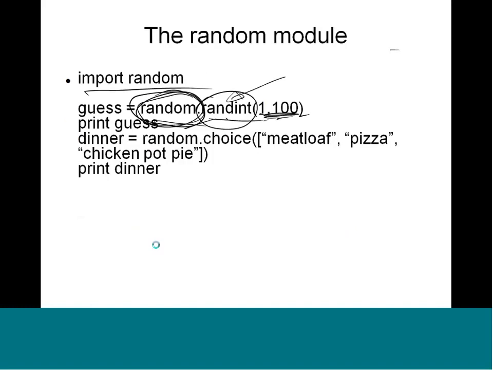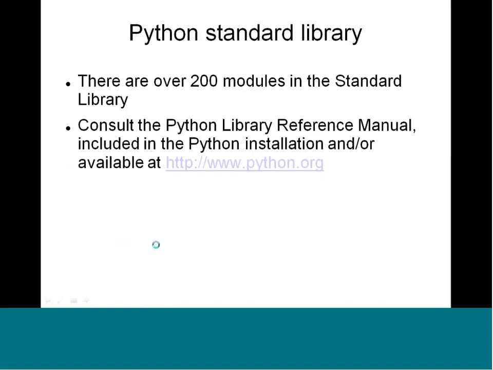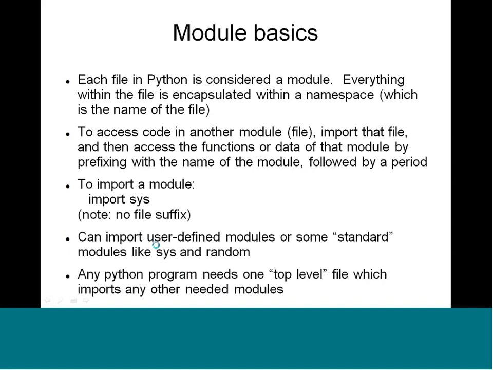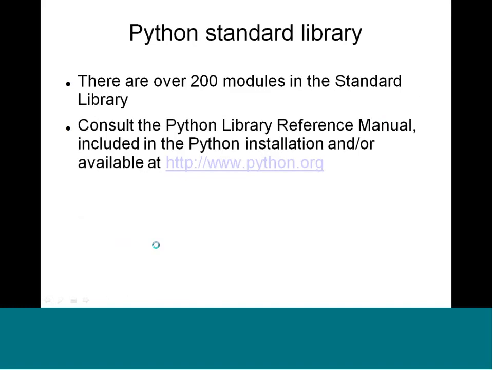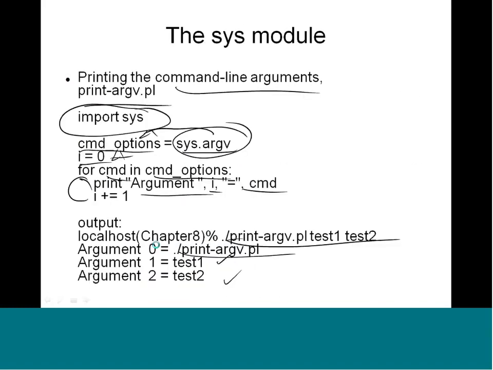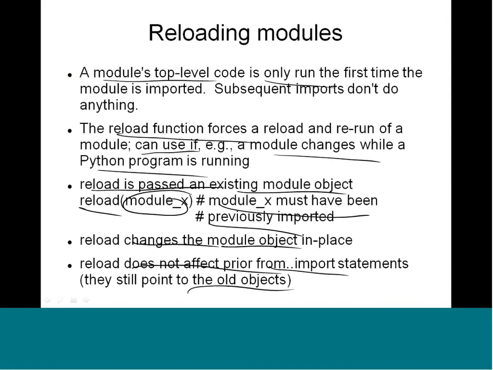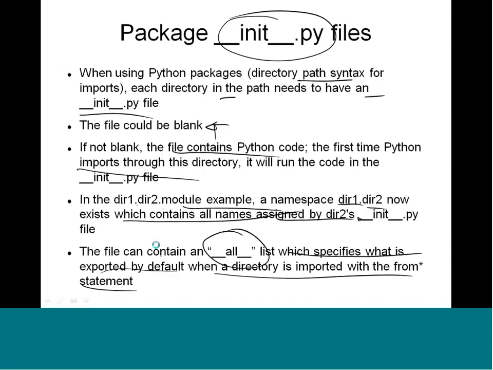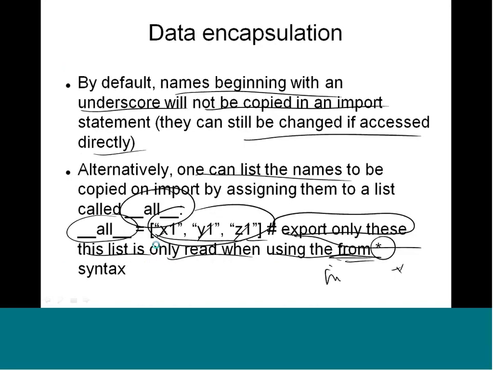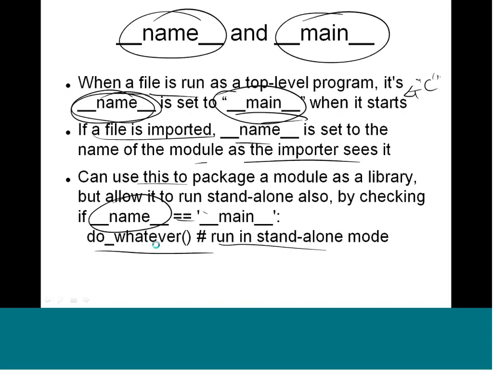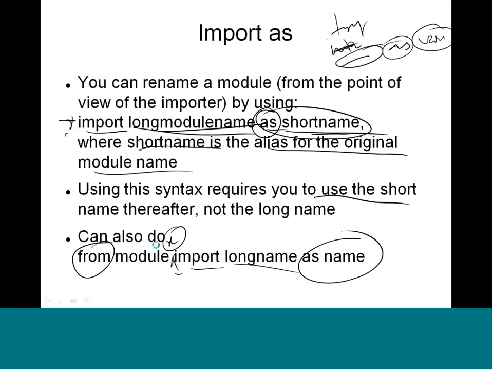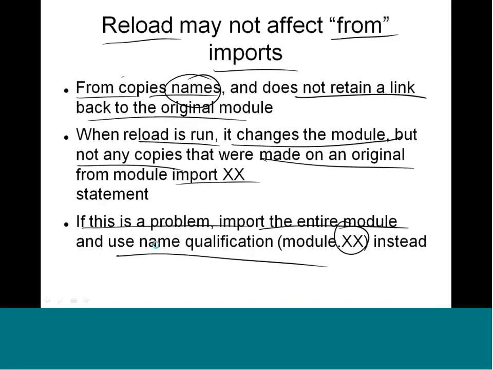Then we also covered the various module commands. We went through the basics of modules, how to import modules, how to use the from import commands. Then we also talked about various types of modules like the sys module and the random module. And then we went through how we reload modules, what the effects are, and how we define packages, what some of the rules are that govern the package specification, and how we actually change what gets imported and what gets run.